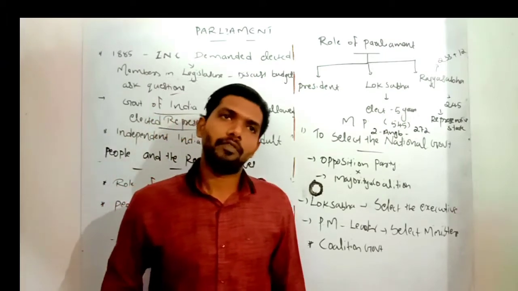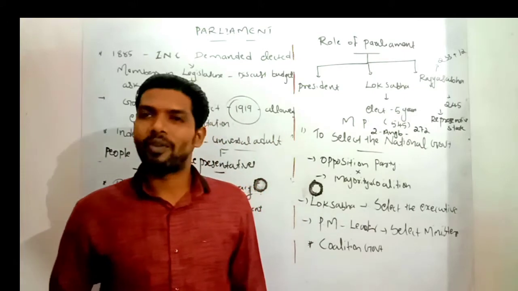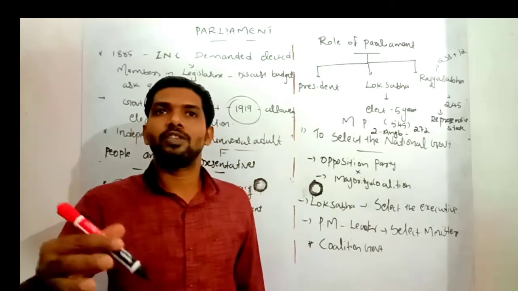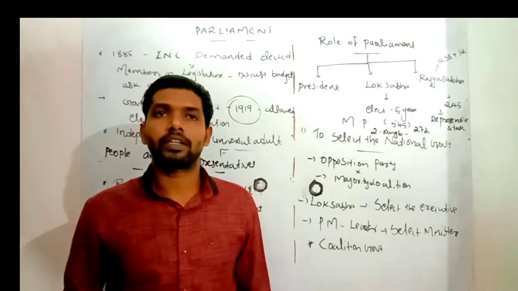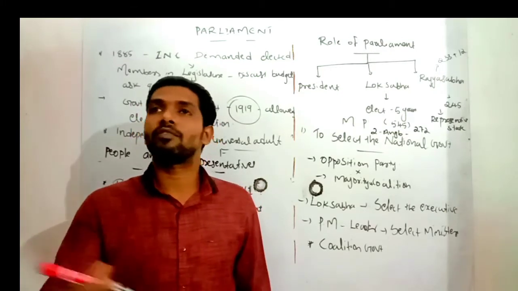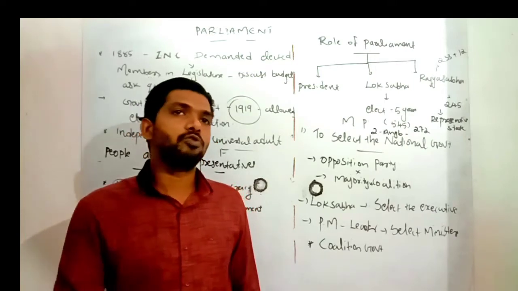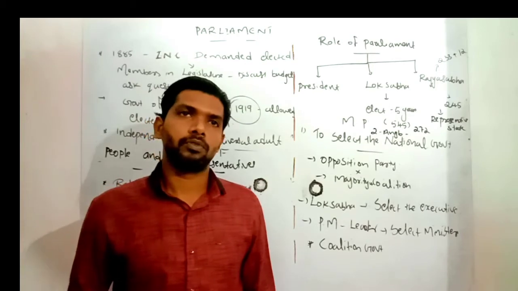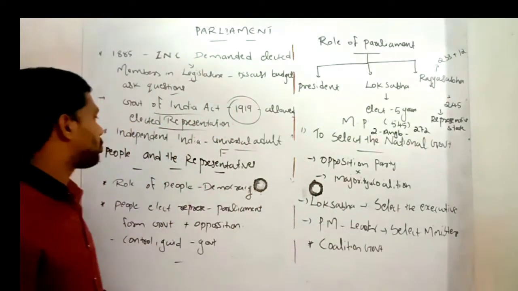And finally, after getting independence, our drafters added many special privileges for Indians, especially the universal adult franchise, the right to vote for every Indian, irrespective of caste, sex, religion and place of birth. Everyone has the right to vote. So that's the background of this topic.